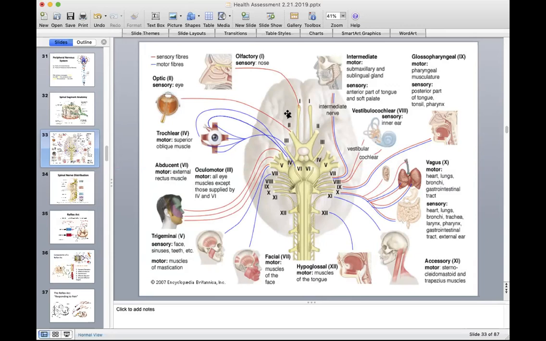Cranial nerve 2 is the optic nerve, and it's sensory to the eye. So you need to look at vision and visual fields. Number 3 is the oculomotor nerve, and it does several things. It moves the eye up and down, and it vasodilates the eye. And number 4 and number 6 actually support that.